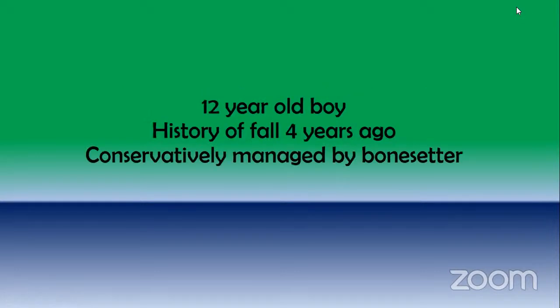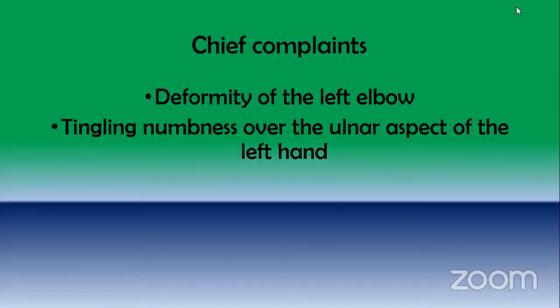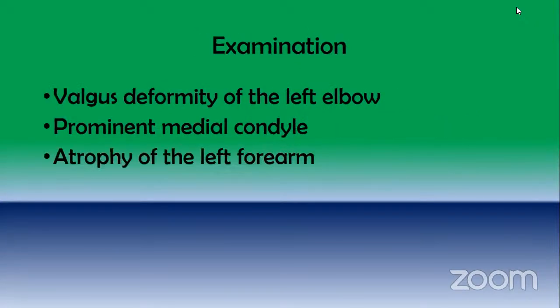So, it's a 12-year-old boy with a history of fall 4 years ago. He was initially managed by a bone setter and came to us 4 years after injury, with the main complaint of deformity at the left elbow and tingling numbness over the ulnar aspect of the left hand. On examination, there was valgus deformity, prominent medial condyle, as well as atrophy of the left forearm and the knuckles.